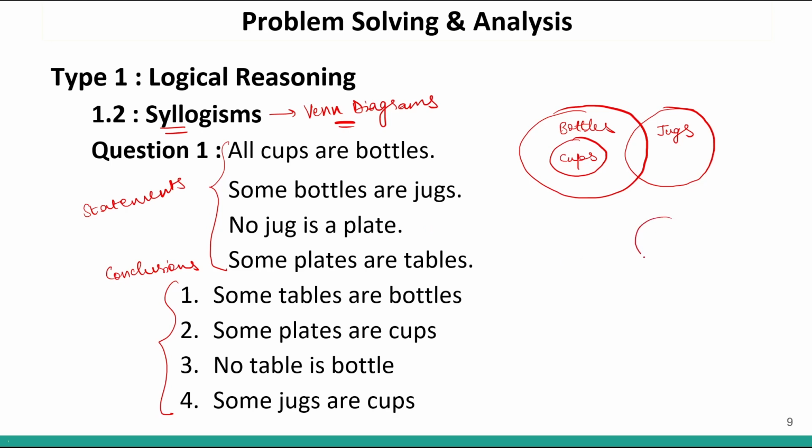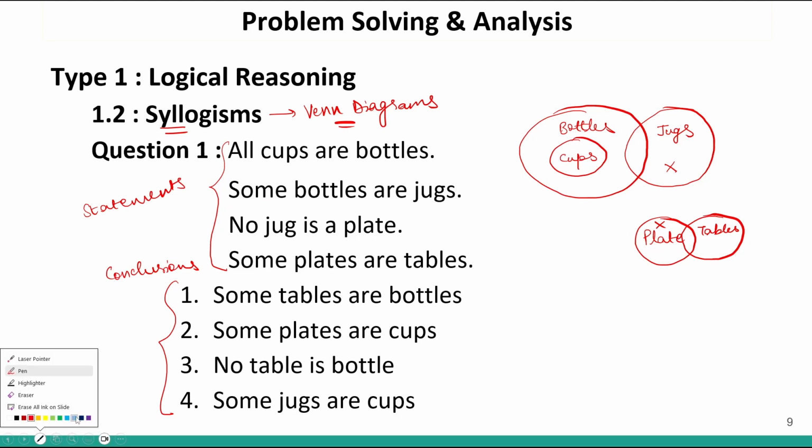Now, no jug is a plate. This is a negative statement. So if we have plate over here, these two will not overlap. Or let me draw a small cross. So plate and jugs will not overlap. Okay. And some plates are tables. So some of the plates are tables. So this can be drawn. This is the entire figure that can be drawn based on these statements.